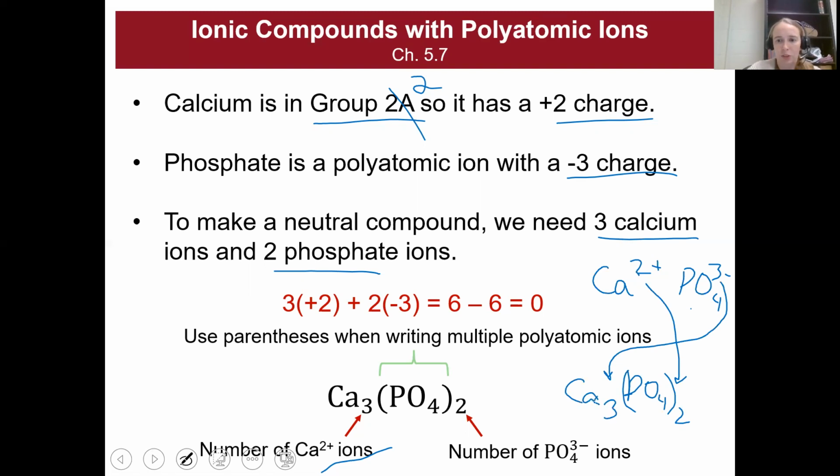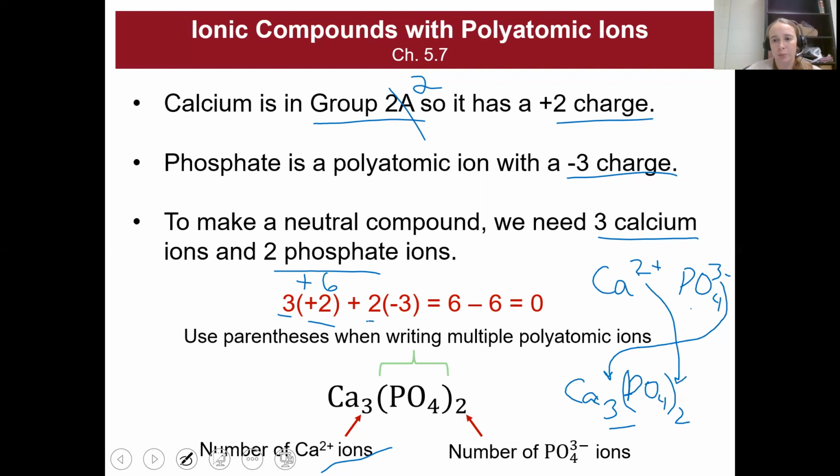So we just do the same thing with the charges and the subscripts that we did before. If you need to check, which you should always check, you can do that. So the subscript, the 3, times the charge on calcium, +2. So that gives us a +6.